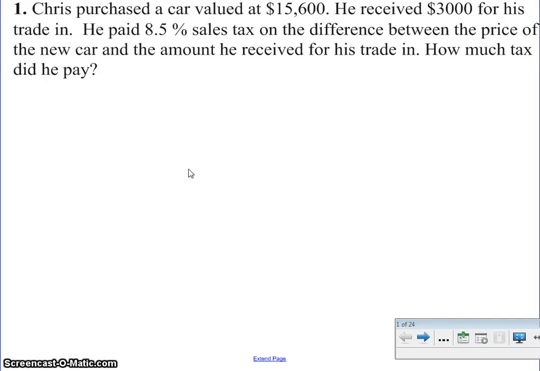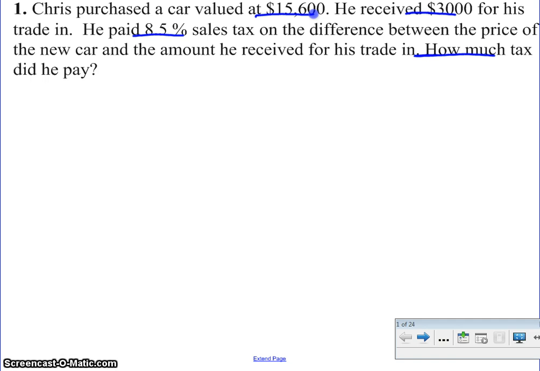All right, let's go ahead and get started with number 1 of the Unit 5 review. It says Chris purchased a car valued at $15,600. He received $3,000 for his trade-in, and he paid 8.5% sales tax on the difference between the price of the new car and the amount he received for his trade-in. How much tax did he pay?